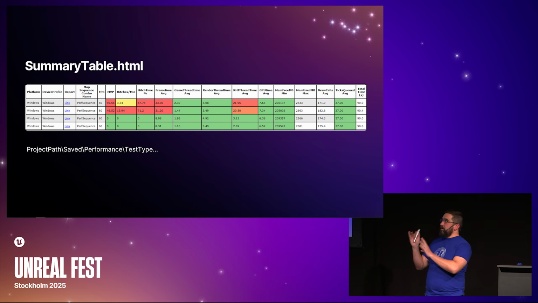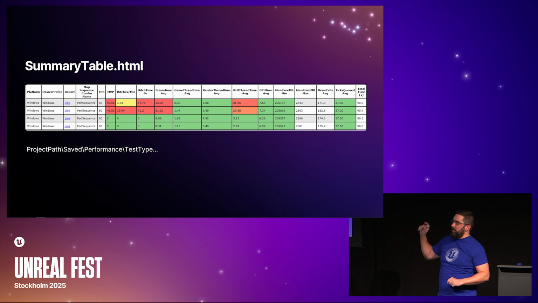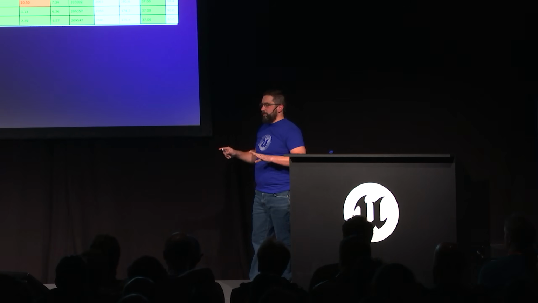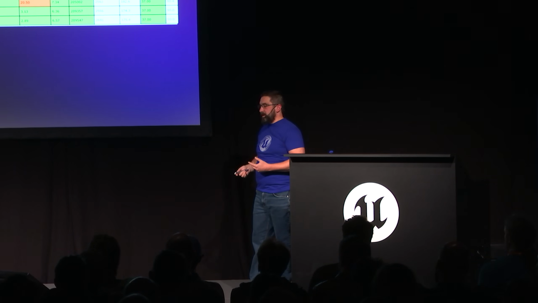And then the perf report tool is going to kick out a summary table.html. It's going to basically parse all of your CSV results, kick it out into a spreadsheet in a template like this, as well as adding some more detailed reports that you can go look at, and it's going to put it in the saved performance test type folder at your project root, so you don't have to go looking around for it. And this is the kind of file that you might share with your team for the time being.